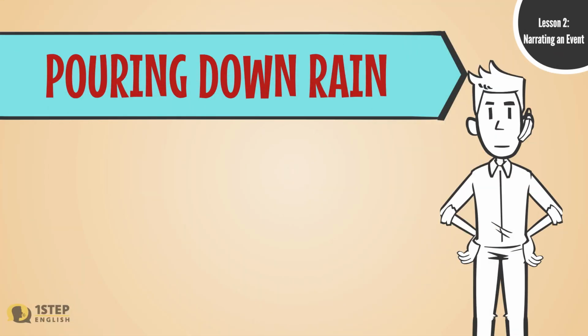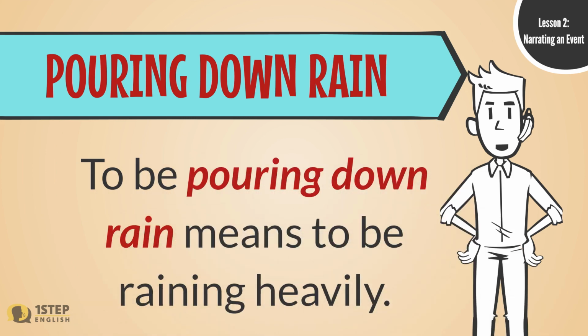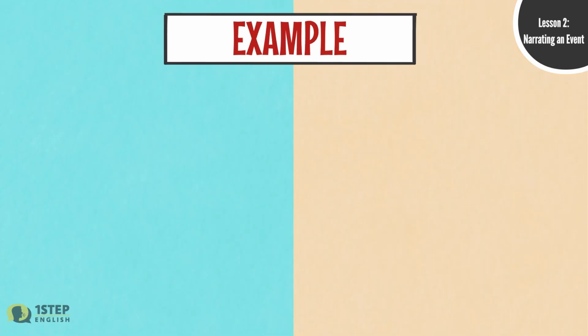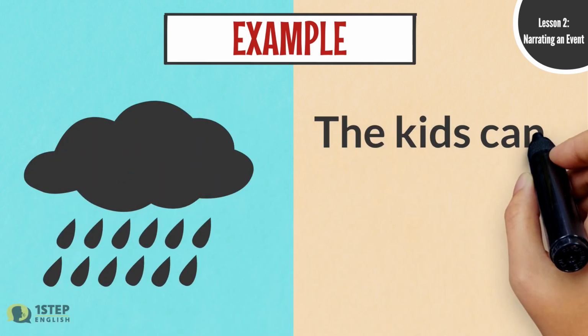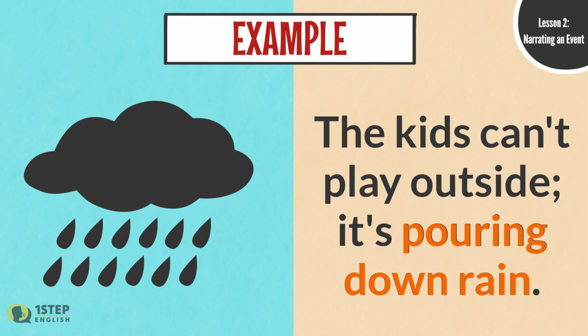Pouring down rain. To be pouring down rain means to be raining heavily. For example, The kids can't play outside, it's pouring down rain.